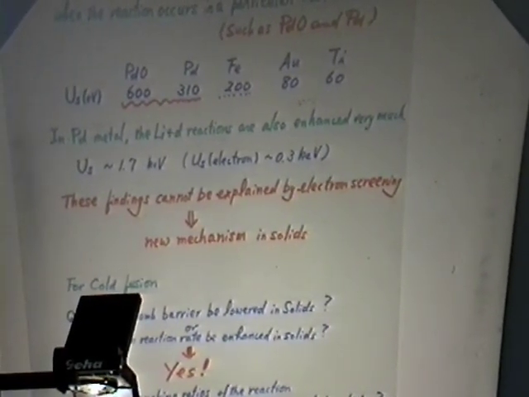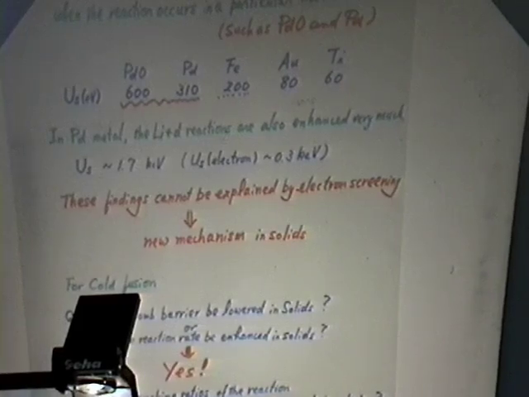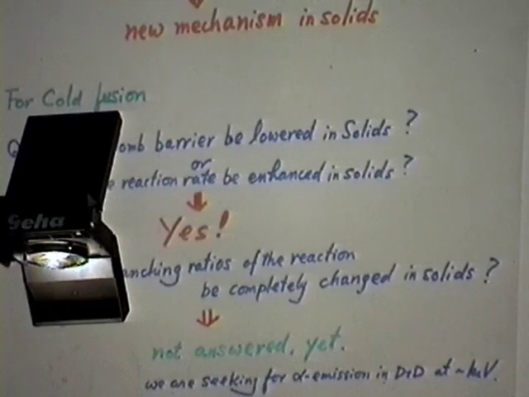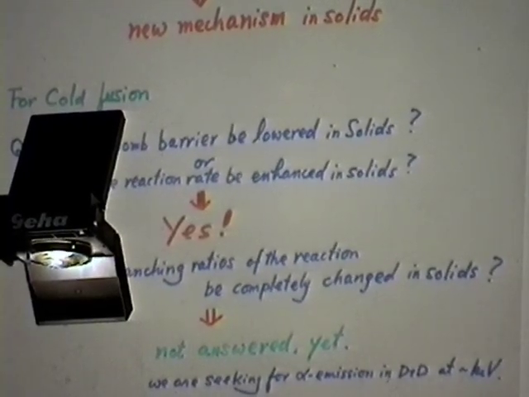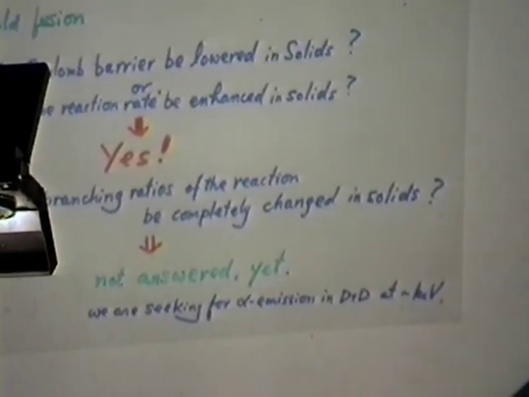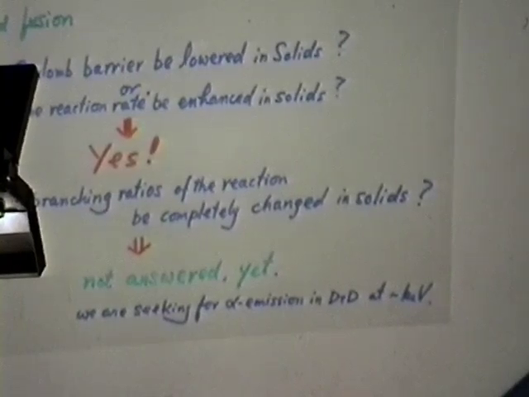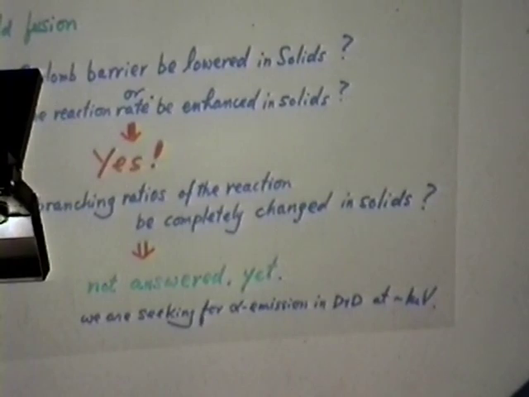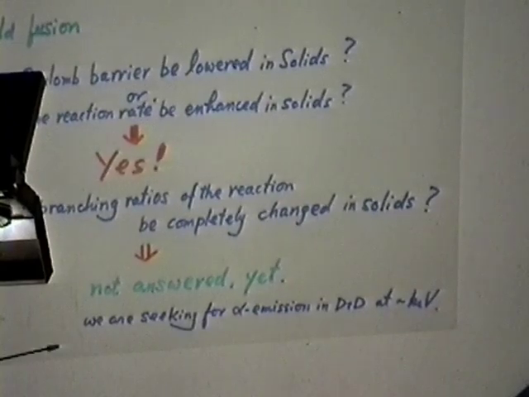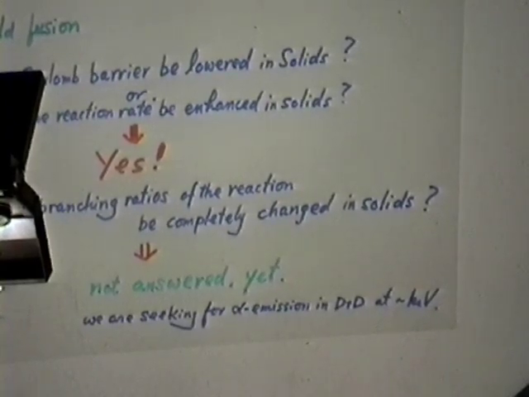These findings cannot be explained by electron screening only, and we really need to explain a new mechanism in solid. And for cold fusion research, I said there are two questions. Number one, can the Coulomb barrier be lowered in solid, or can the reaction rate be enhanced in solid? Our conclusion, I can say yes, there is real enhancement in solid. Number two, can branching ratios of these reactions be completely changed in solid? We have not answered that yet. So we still need to seek, for example, alpha emission in D plus D at several keV. Thank you.